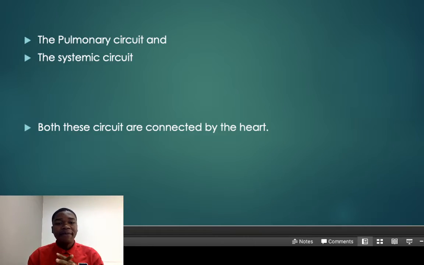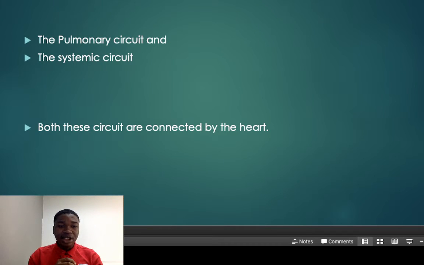So we have two types of circuits in human circulation. We've got the pulmonary circuit and the systemic circuit. We'll explain this. And all these circuits are connected by the heart. Remember, the pulmonary circuit, I told you at the beginning that anything pulmonary has something to do with the lungs. Then we've got the systemic circuit.